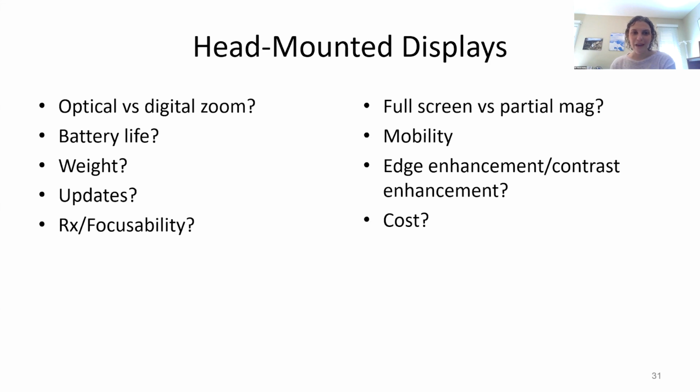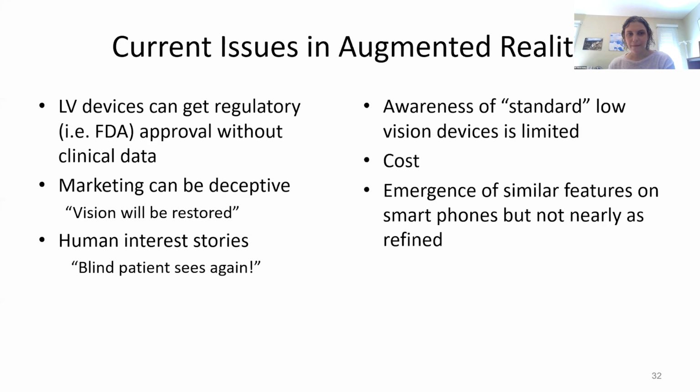So you want to think about battery life and weight and updates. I do like ones that are using a smartphone because you can update it more regularly without having to change out the entire hardware system. But how is it magnifying? What's it doing beyond what they can access through a different type of device? Some of the issues that we're facing, especially in the US, is that low vision devices can get regulatory approval without any kind of clinical data. So you don't have to study it the way that you would with a new intraocular lens. You can just get regulatory approval.